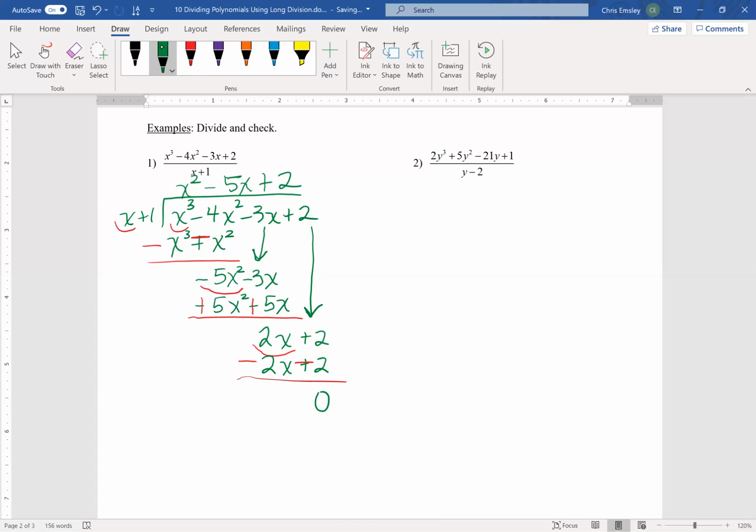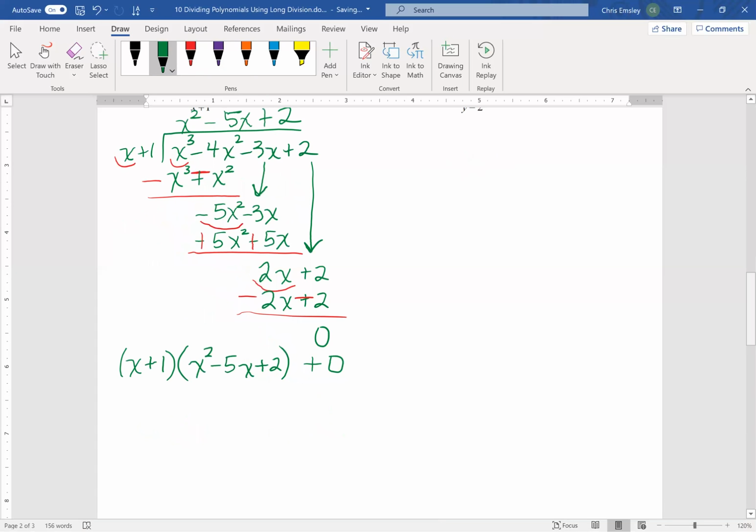To check our work, you take the divisor, what's out front, what you're dividing by, and you multiply it by your answer. So our answer here was x squared minus 5x plus 2. And then we would add our remainder, but we didn't have a remainder this time. It was just 0. So we can just do the multiplication to check. So to multiply here, we need to distribute twice. So we'll distribute the x.